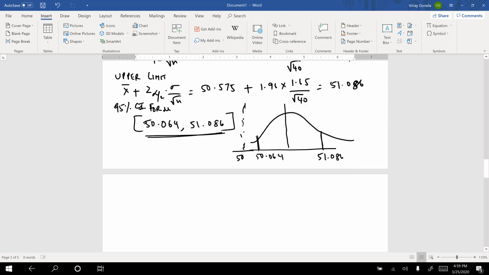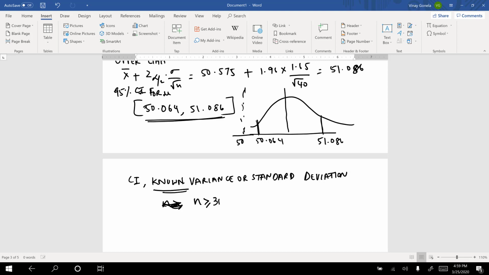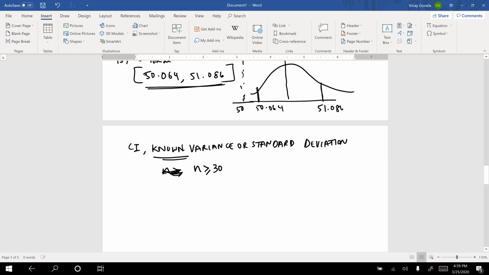So that is mostly confidence interval with known variance or standard deviation, and usually this is known. n will be always greater than or equal to 30. So let's solve this problem using calculation aids and see whether we can solve this problem.